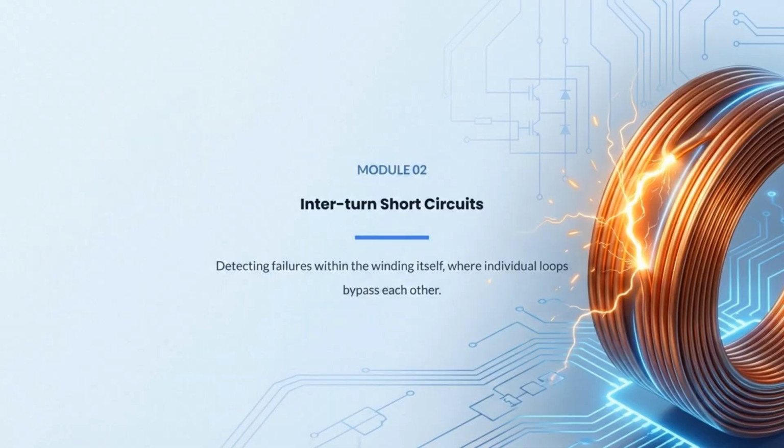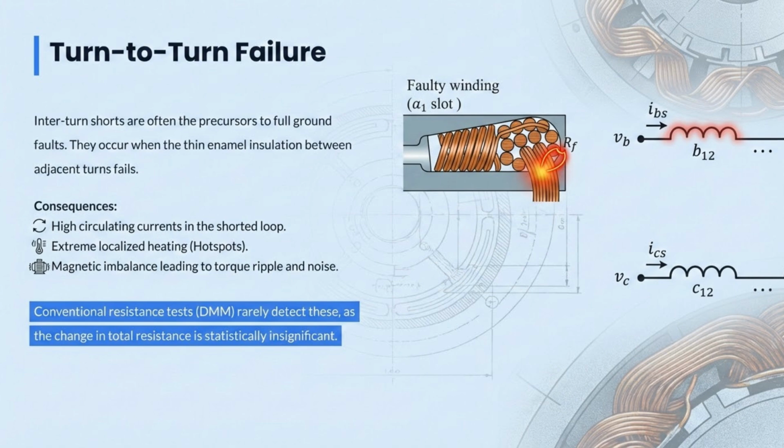These are failures within the winding itself, where individual loops bypass each other. Turn-to-turn failures occur when the thin enamel insulation between adjacent turns fails. Consequences include high circulating currents, extreme localized heating, and magnetic imbalance. Standard resistance tests often fail to detect these faults.